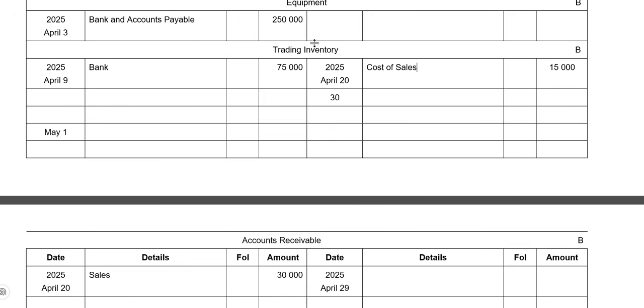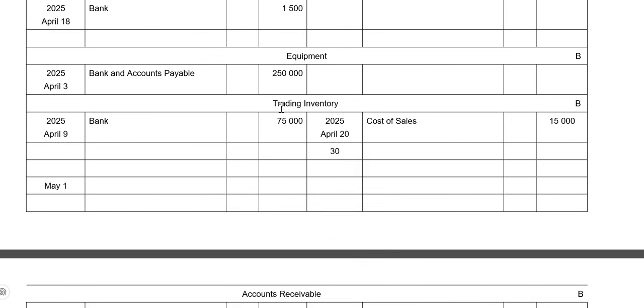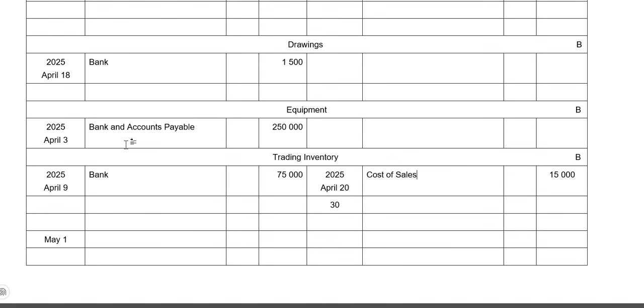Now the trading inventory account while we're here. We had 75,000 Rand worth of stock because we bought that. And then what happened? We sold 15,000 Rand of stock. If we balance this account right now, there should be 60,000 Rand worth of stock on the shelves. Just interpreting that account.